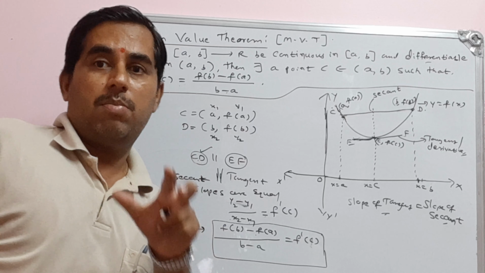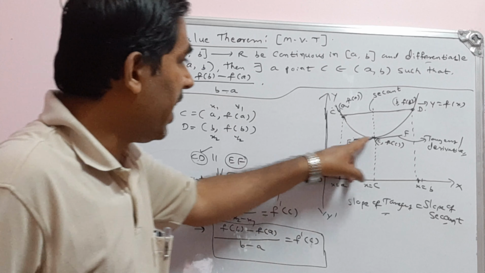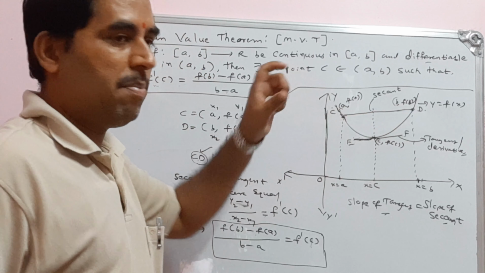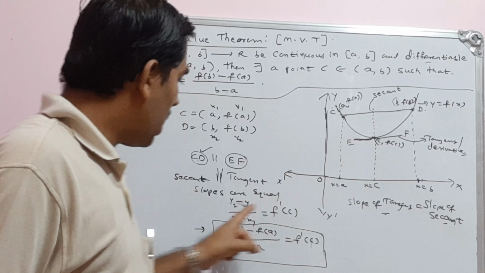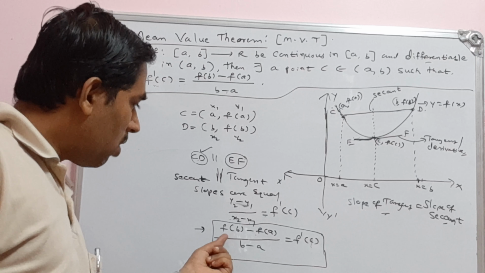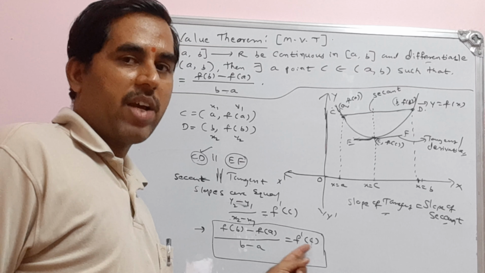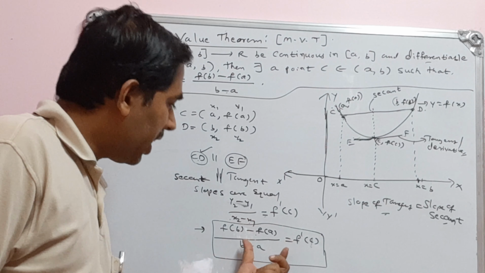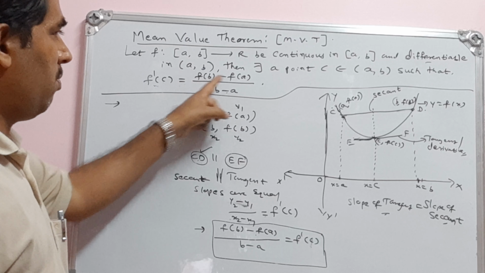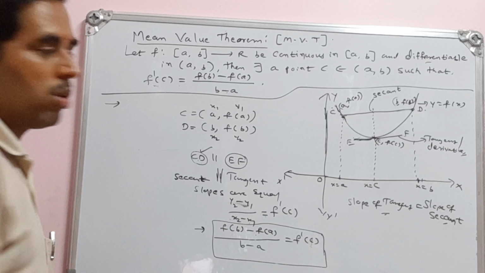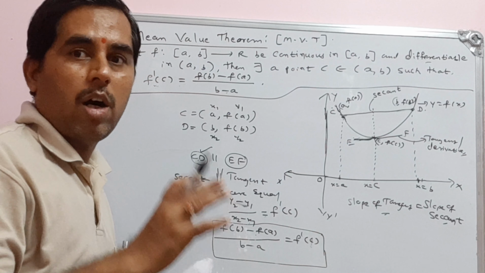So the mean value theorem claims the tangent line is parallel to the secant line. Parallel means slopes of parallel lines are equal. So the slope of the secant is f of b minus f of a by b minus a. Then the slope of the tangent at the point is f dash c. Equating those two, we get f dash c is equal to f of b minus f of a divided by b minus a. So this is the geometrical interpretation of the mean value theorem.